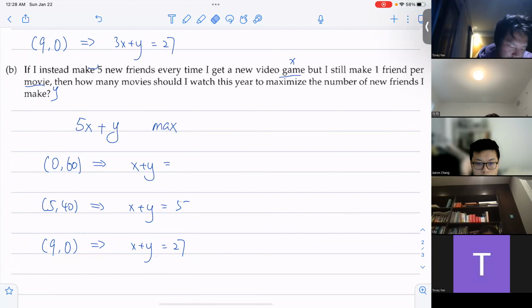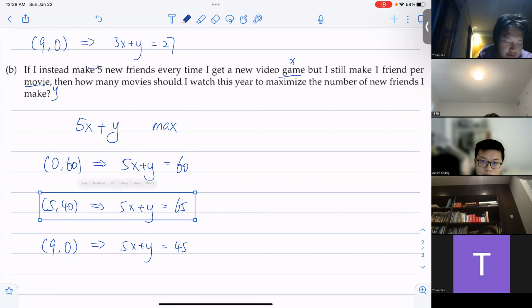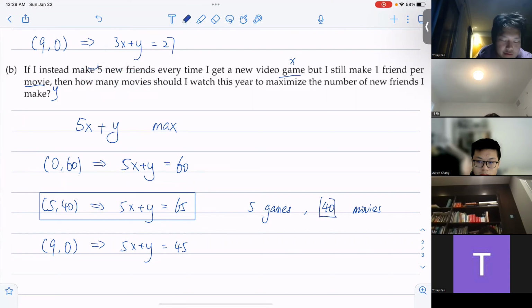Okay, in this case, there's a difference. So I'll wipe this out, try it again. So 5x plus y. The first one still gives you 60, right? Second one, that's 25 plus 40. That's going to be 65. Last one is going to be 45. So in this case, the second one is the greatest. So x is 5. You should play 5 games and you should watch 40 movies at the same time. The question is asking for the number of movies, so 40 would be the answer.